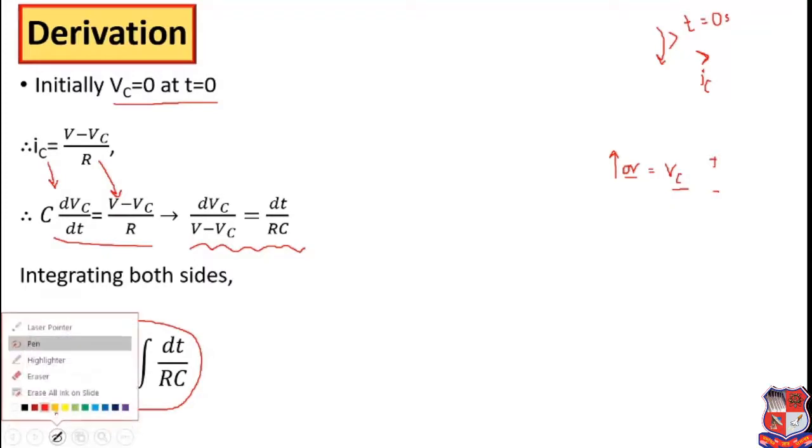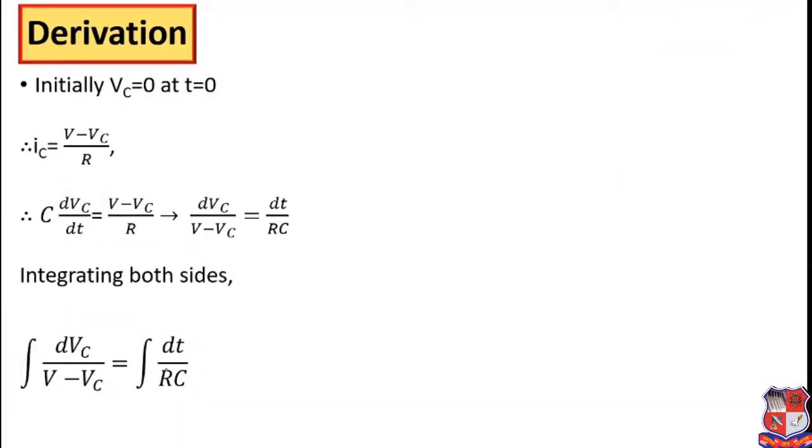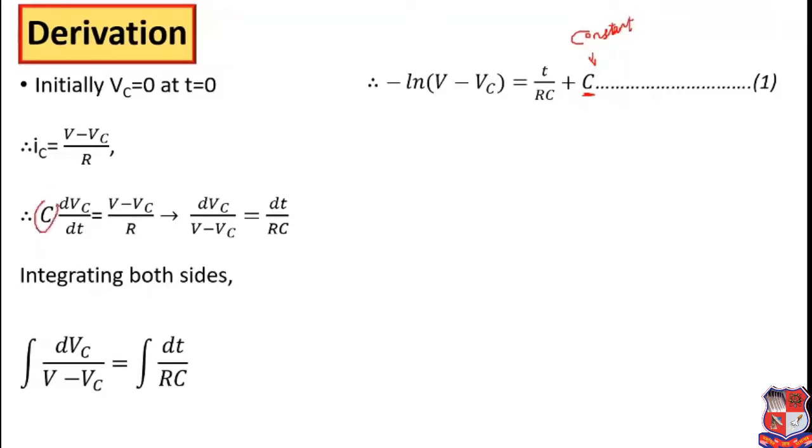Now, when you integrate this, we know that the answer will be minus ln of V minus Vc equals t by RC plus c. One thing to be taken care of is that this c is the constant, which is to be found, a constant value, and this C is the capacitance of the circuit. So don't confuse between the two terms.